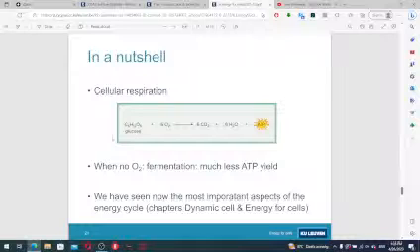Okay, what was your question again? How does the R group influence pH? No, the R group doesn't influence the pH. The pH influences the charge of the R group.